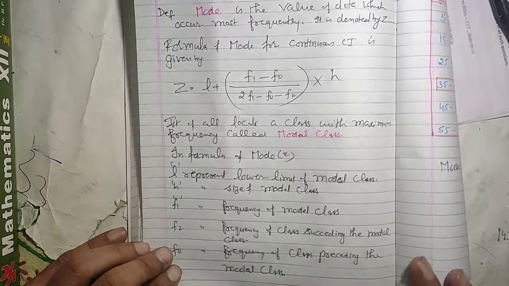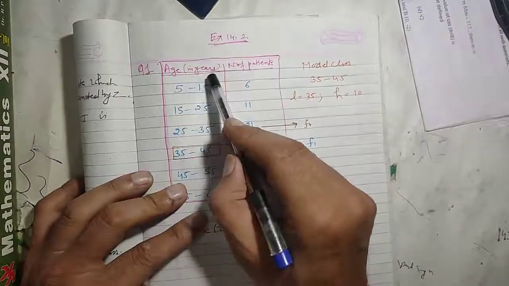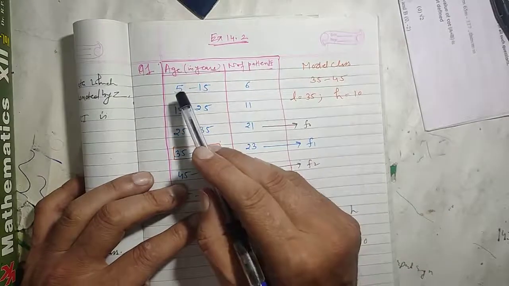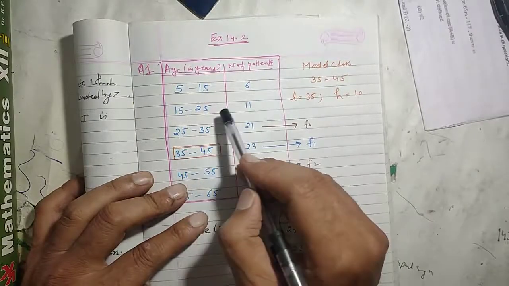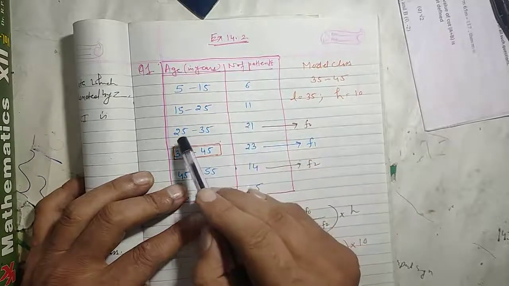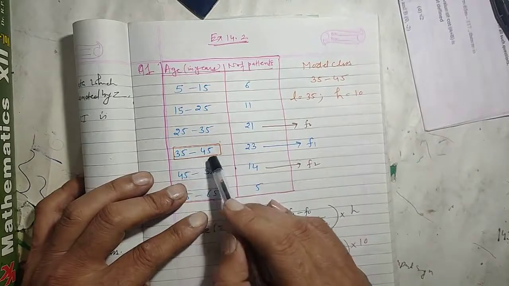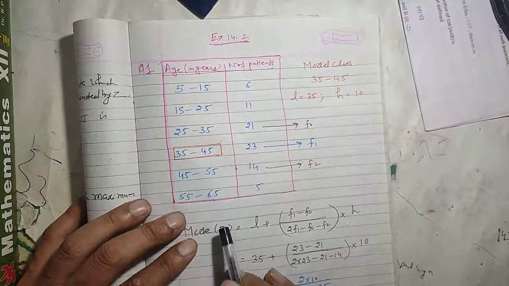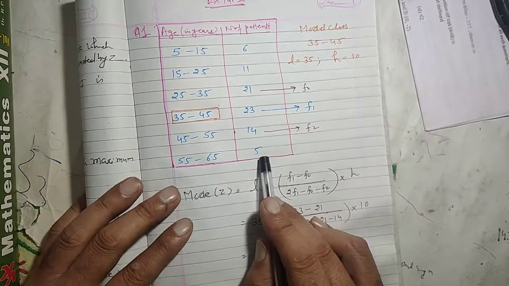Exercise 2, question number 1. Here we have to find the mod of the data. The data is given as age in years and number of patients admitted in a hospital. Age from 5 to 15, the number of patients is 6. From 15 to 25, 11. From 25 to 35, 21. From 35 to 45, 23. From 45 to 55, 14. And from 55 to 65, 5.